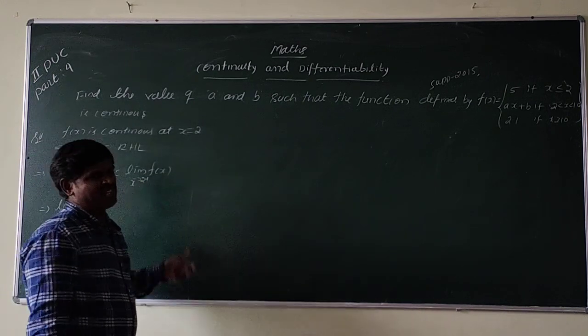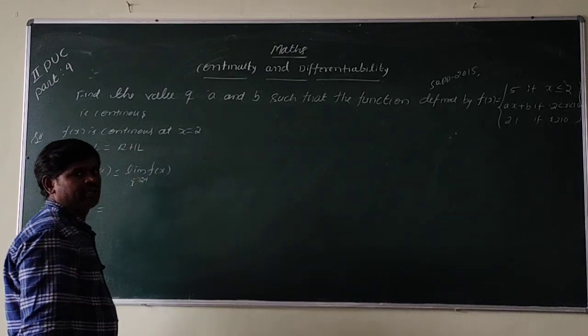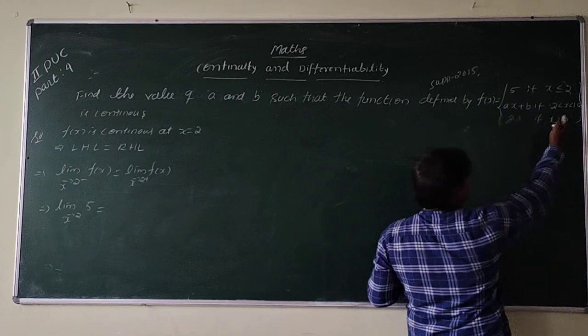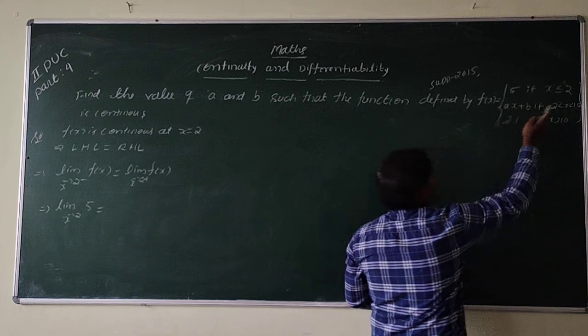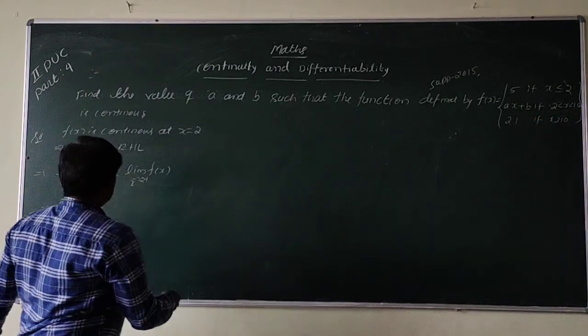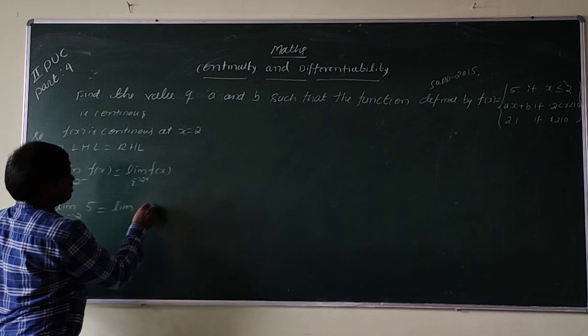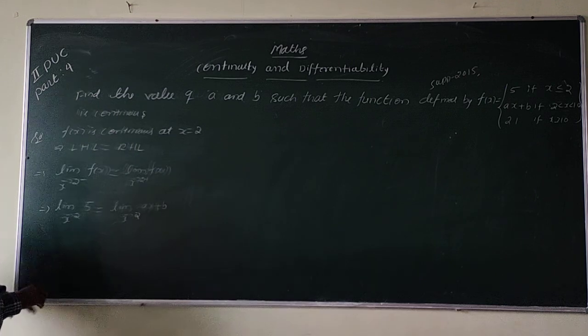Now x tends to 2 plus means the value of x is greater than 2. Greater than 2 means slightly greater than 2, so we are not taking 21. In between 2 and 10, we take ax plus b. So the limit of ax plus b as x tends to 2.